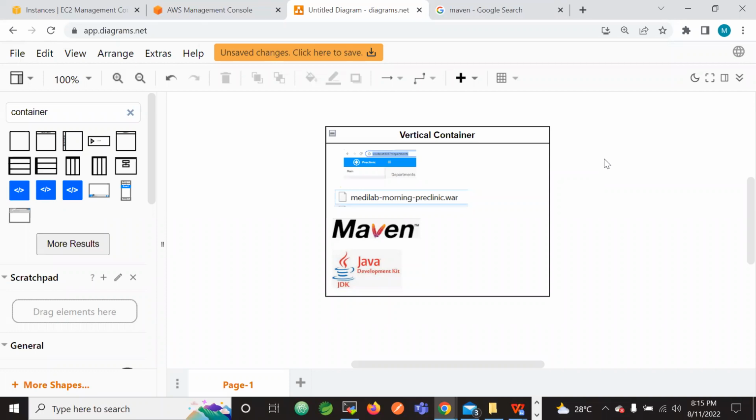And also, if 100 members want to access this application, will we ask the 100 members to do the Java installation, get this war file, and then access the application? No, we can't say like that, isn't it? So this is the problem.